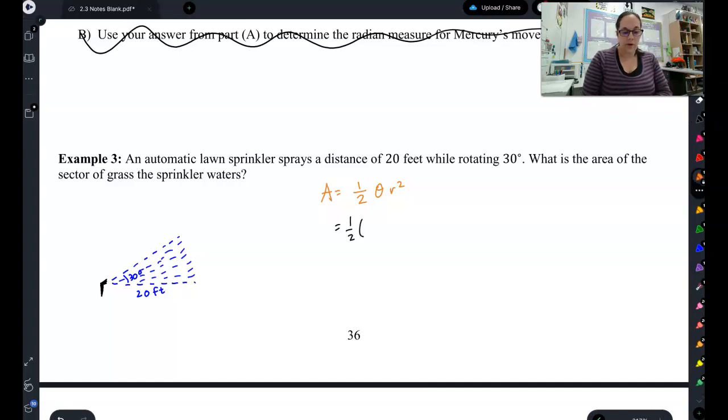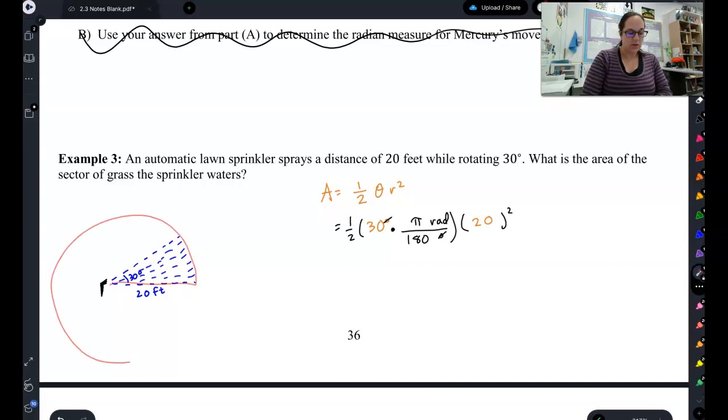Now the theta we're given is 30 degrees, but once again, theta needs to be in radians. So I'm going to do a conversion to convert from degrees to radians. My degrees on top and bottom cancel, and now I'm left with just radians. Then I have r squared, and I know my r, the radius of this circle, is 20 feet. That's how much it goes around.